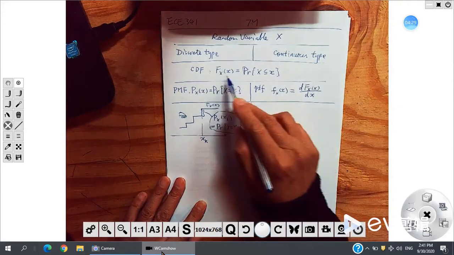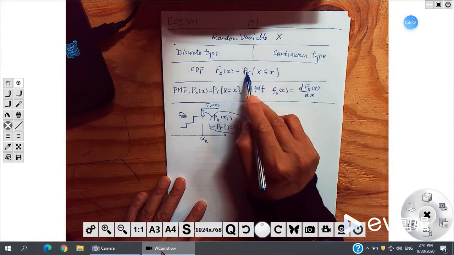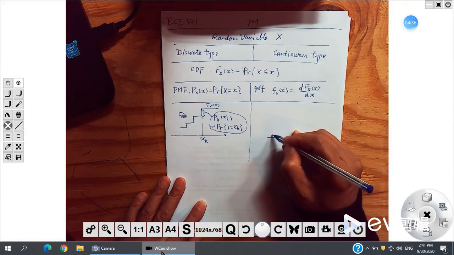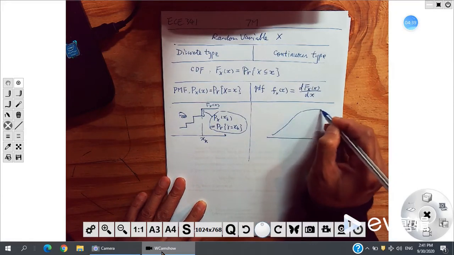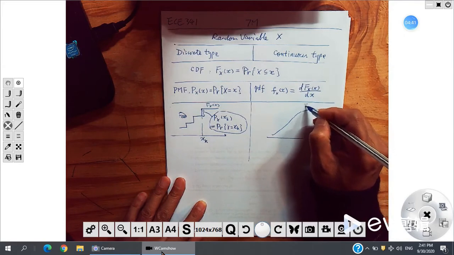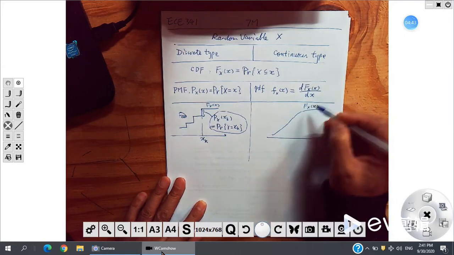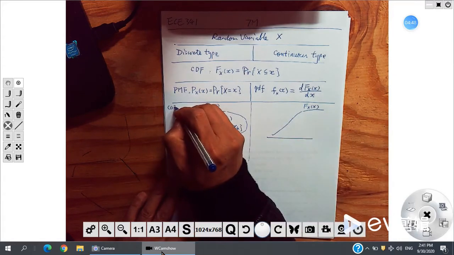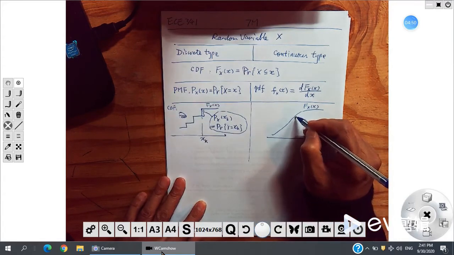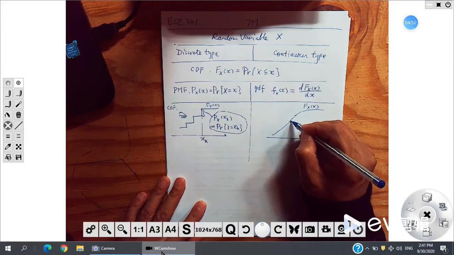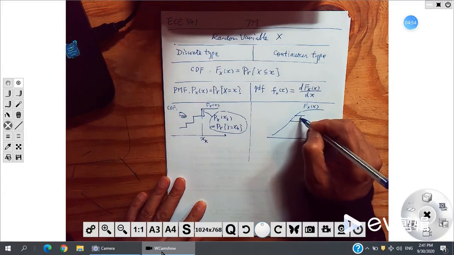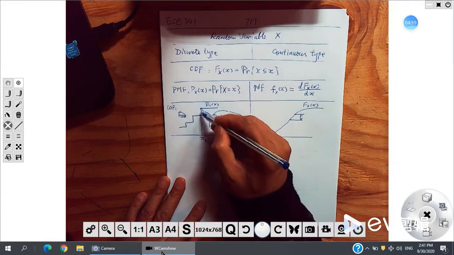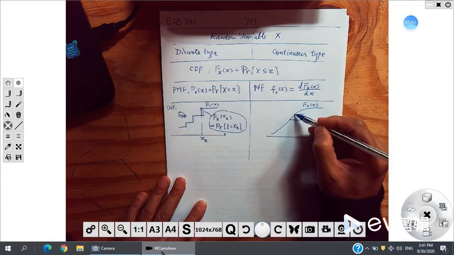Now for the continuous type, the CDF looks like this. This is F_X(x). Then you can also consider, from here to here, you can check the difference. Similar to this, where here you have a step, here you also have a distance.